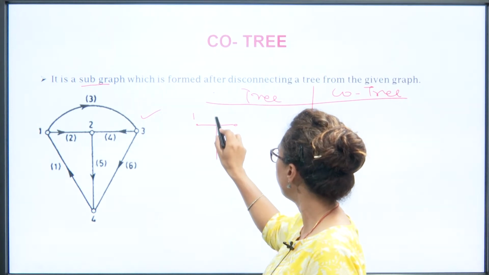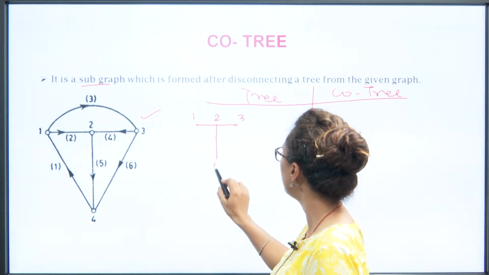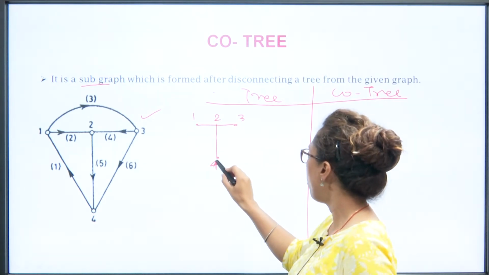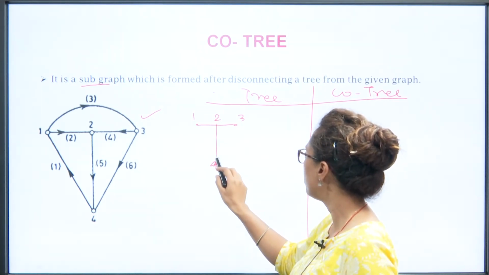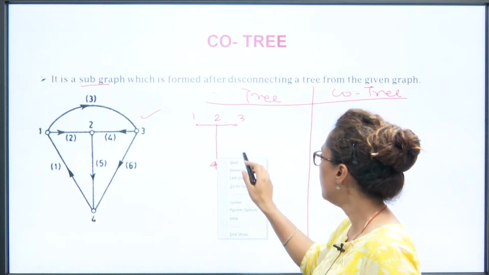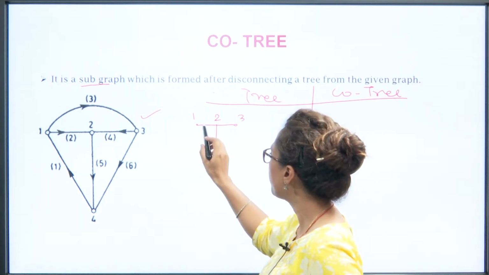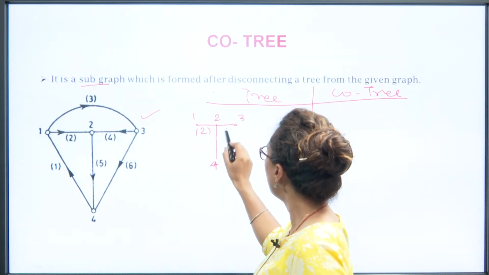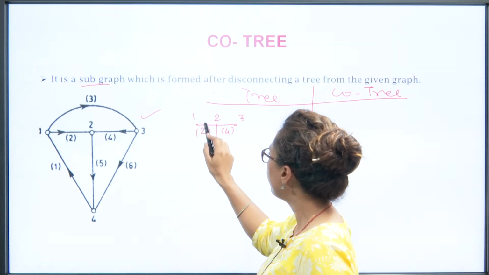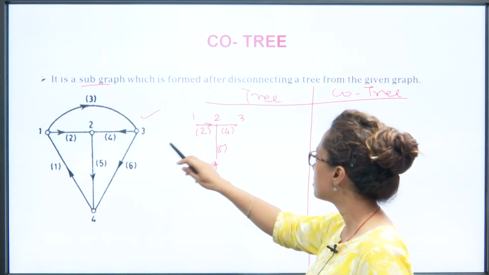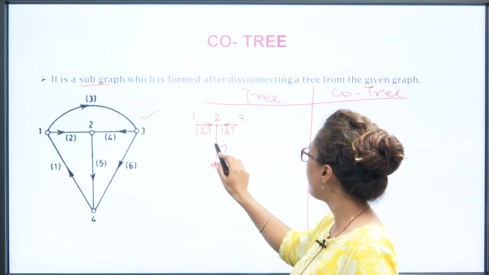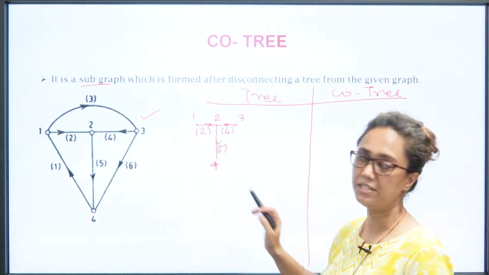This is node 1, node 2, node 3, node 4. This is the tree which is covering all the nodes, but it is not containing any closed loop, right. So these are the tree branches, the twigs number 2, 4 and branch number 5. If we denote the orientation also, this is the direction which shows the orientation. So we will denote it by the arrow sign, right. So this is a tree made, right.